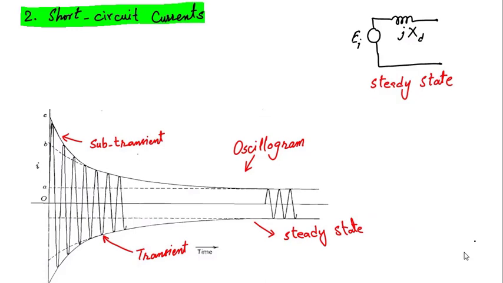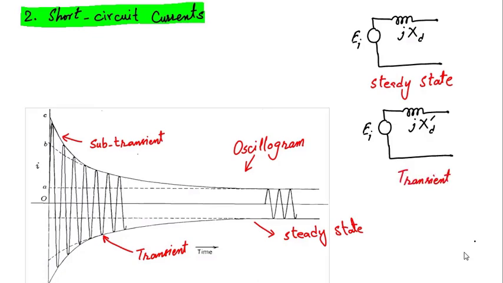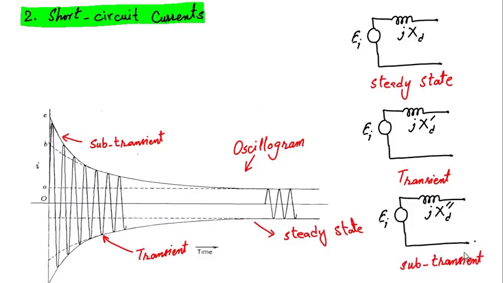So here this is the first model where we can see an induced EMF in series with its reactance jXd. This is the steady state model, and if we replace this Xd with Xd dash, that will become a transient model, and if we replace that transient reactance with sub-transient reactance Xd double dash, it will become a sub-transient model. Here, obviously, in steady state, transient and sub-transient models, these reactances Xd, Xd prime and Xd double prime are respectively steady state, transient and sub-transient reactance.